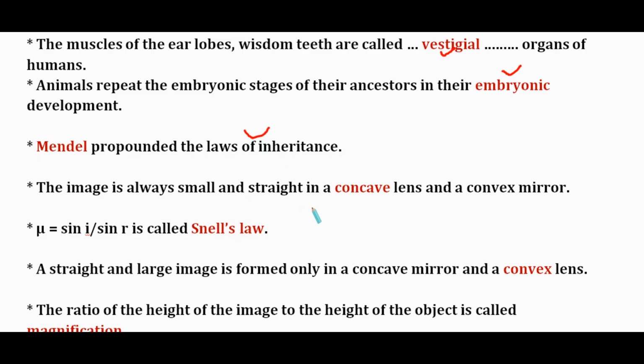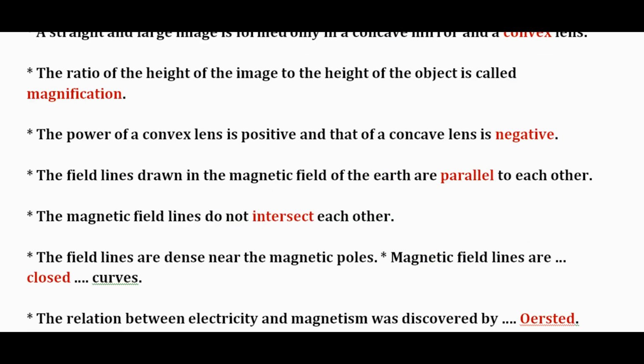The image is always small and straight in a concave lens and convex mirror. Mu equal to sin i upon sin r is called Snell's law. A straight and large image is formed only in a concave mirror and convex lens. The ratio of height of image to the height of the object is called magnification. The power of a convex lens is positive and that of a concave lens is negative.